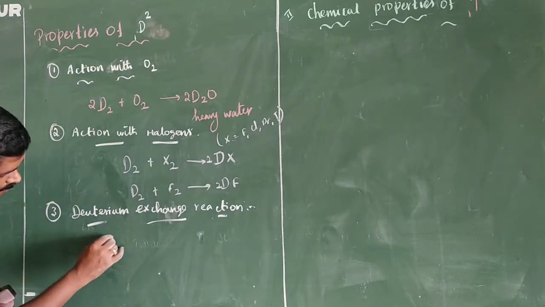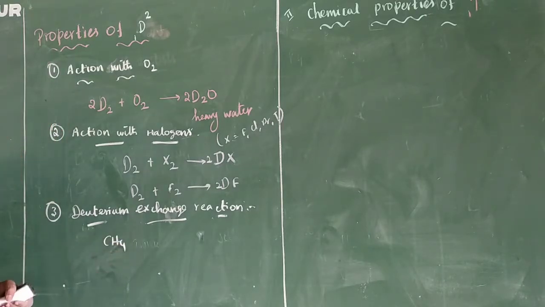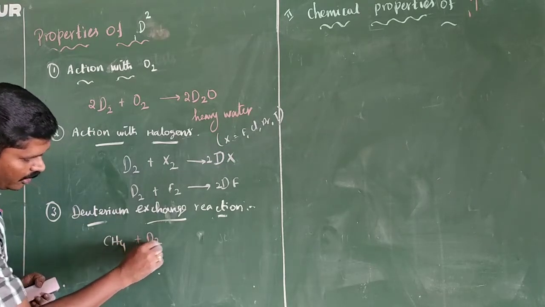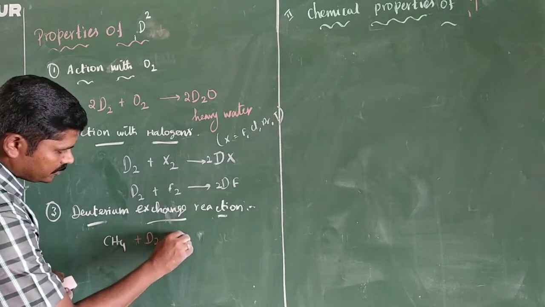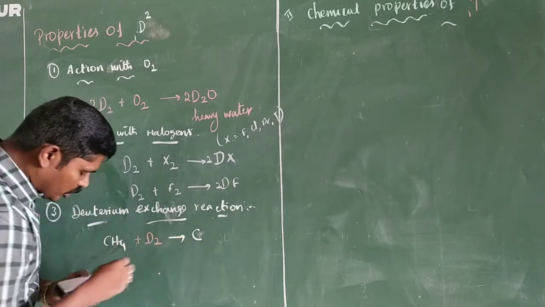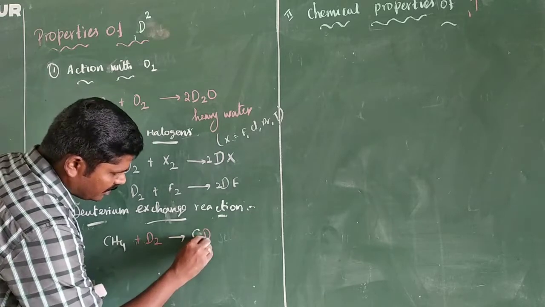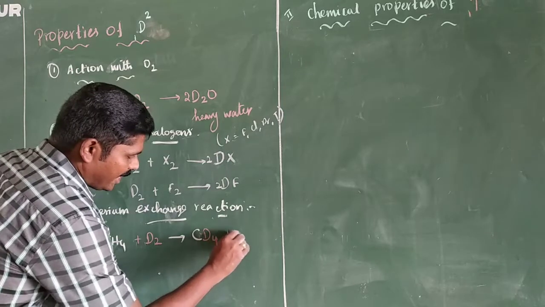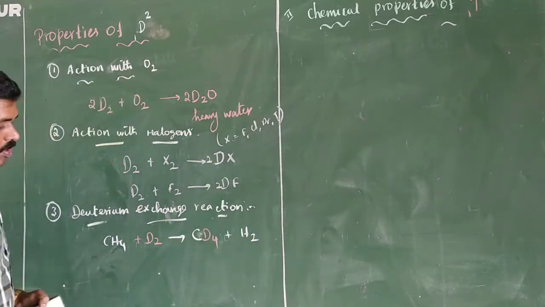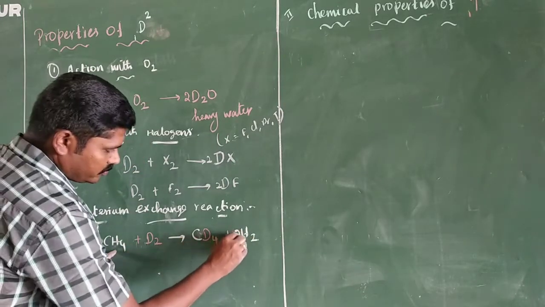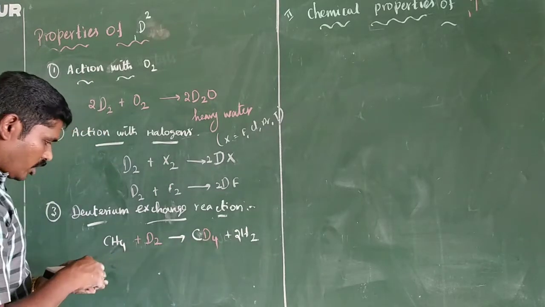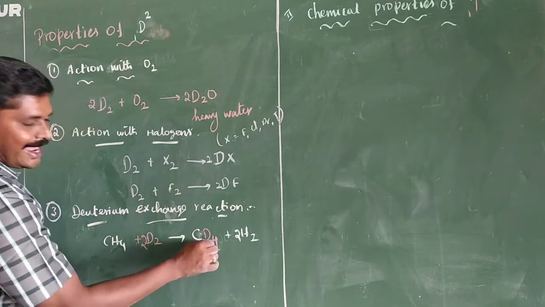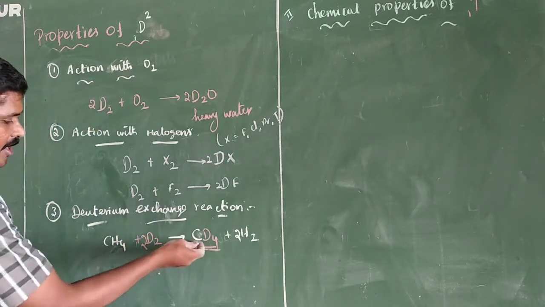For example, methane, CH4. Methane reacts with deuterium D2 to give deuterated methane CD4 and liberate hydrogen H2. So 4 hydrogen to 4 deuterium, so 2. This is deuterated methane.